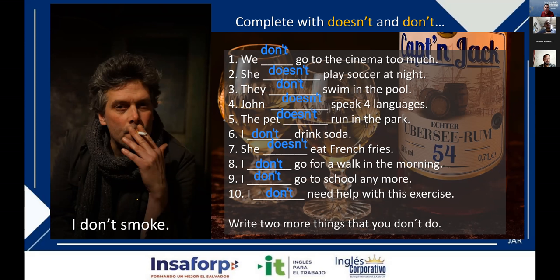Y la otra sería... I don't smoke. Ay, ya está predeterminada. Sí, ya está ahí. Bueno. Ahí están esas. Las mías serían... La que dije, ¿verdad? I don't eat kiwi.